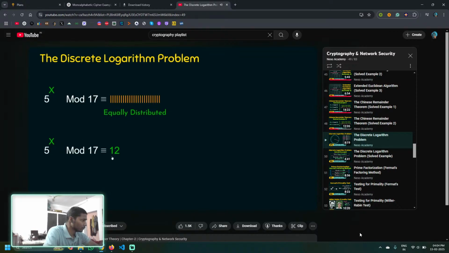5 power 9 mod 17 will be 12. 5 power 25 mod 17 will be 12. 5 power 41 mod 17 will be 12. 5 power 57 mod 17 will be 12. 5 power 73 mod 17 will be 12. And there can be any value for this x.